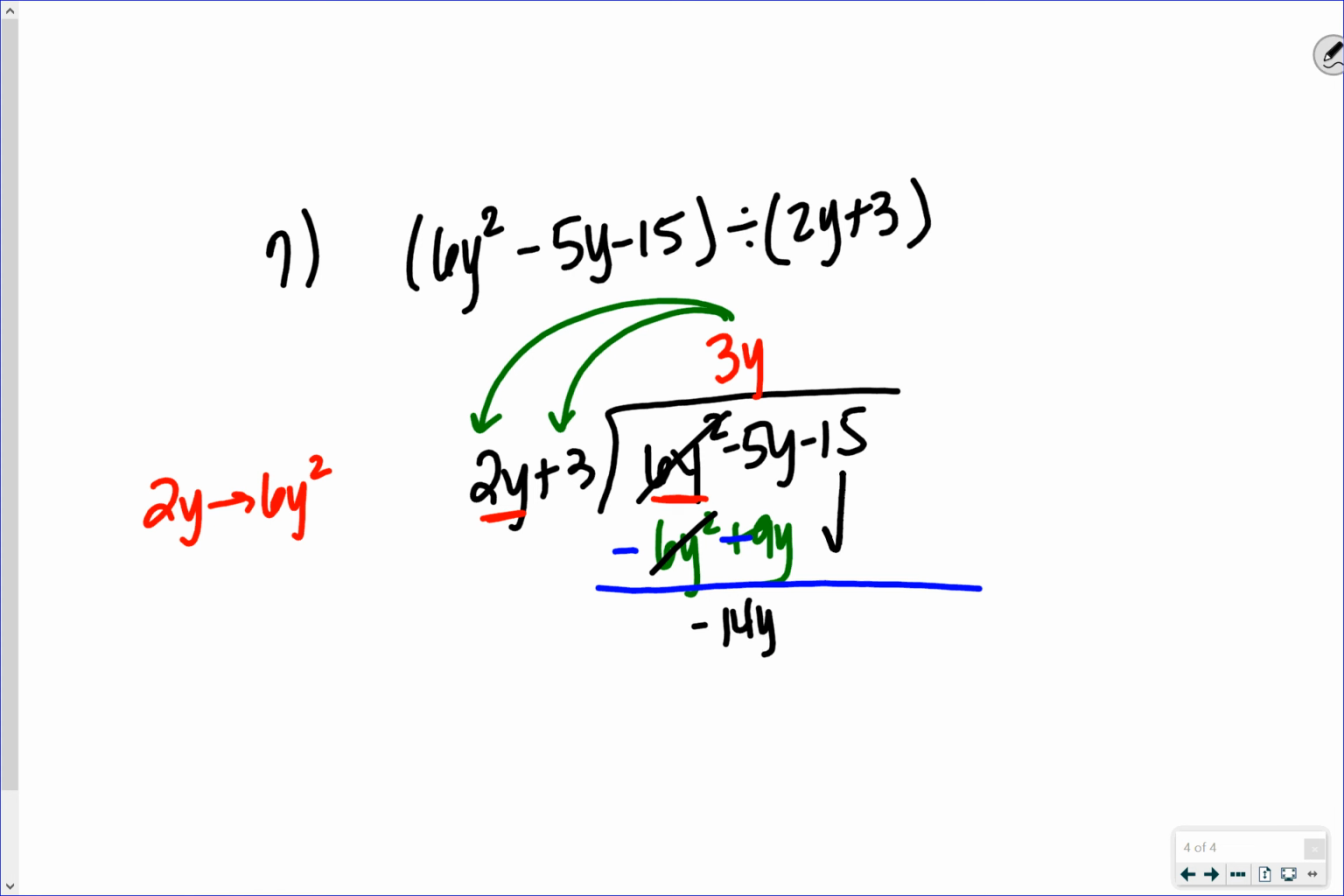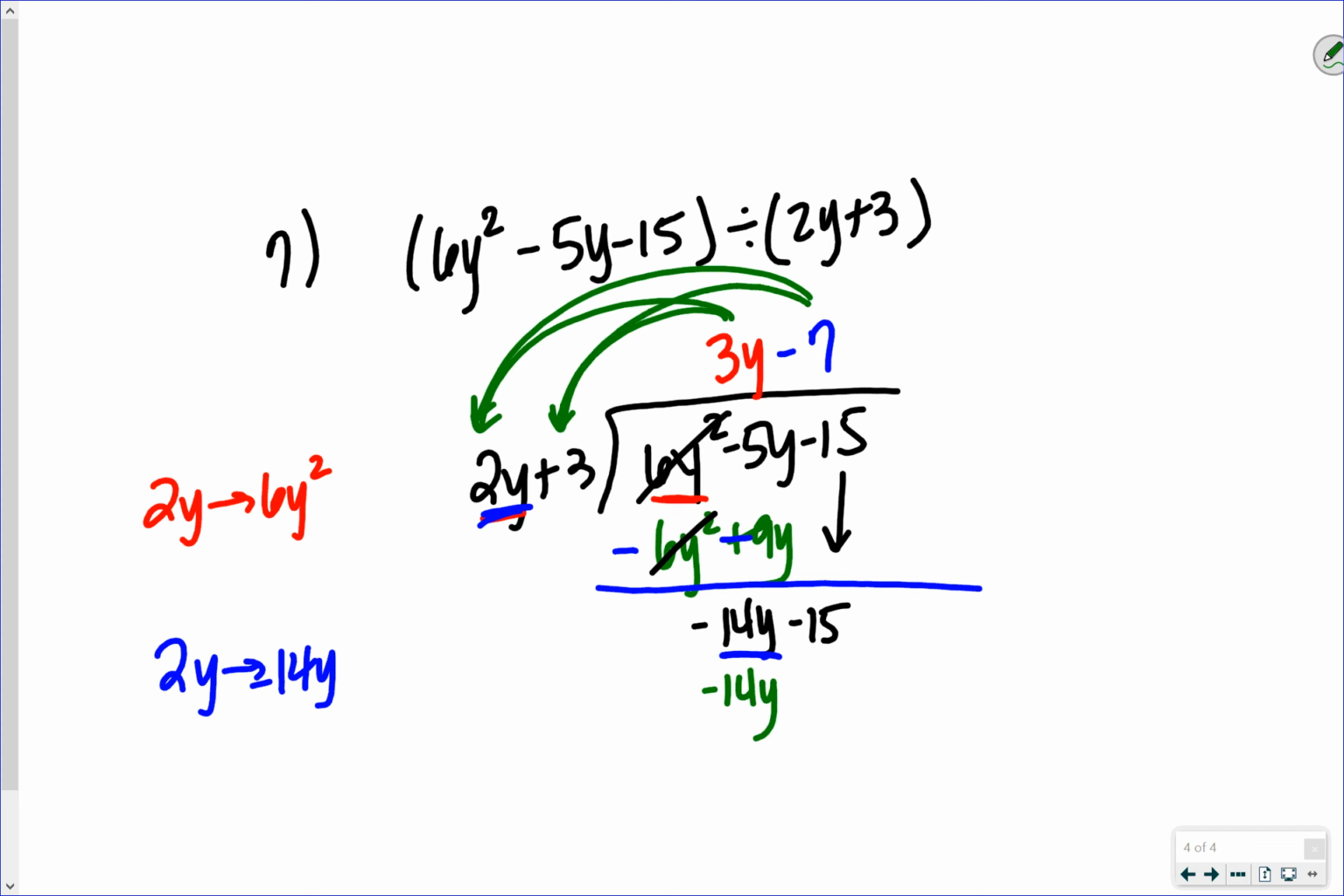Negative 14y. Bring down the minus 15. Same thing. What do I need to multiply 2y by to get negative 14y? Well, to make 2 become negative 14, I need to multiply by negative 7. Y is already y. I don't have to do anything there. So negative 7 times 2y is negative 14y. Negative 7 times 3 is negative 21.